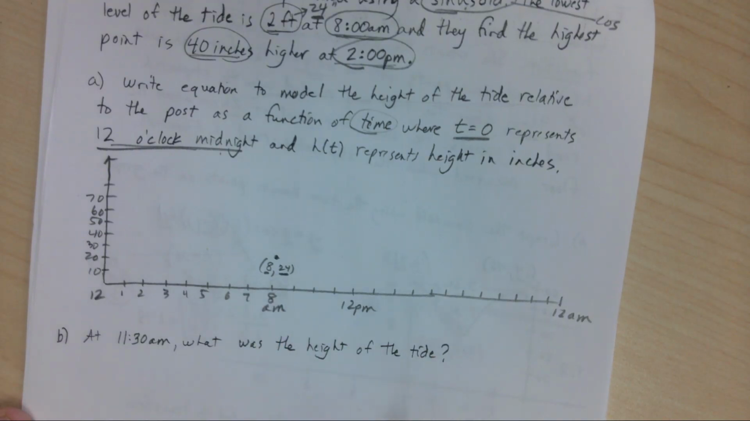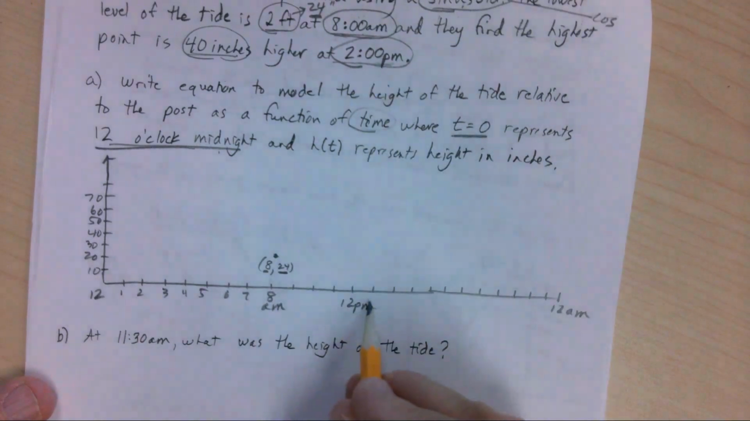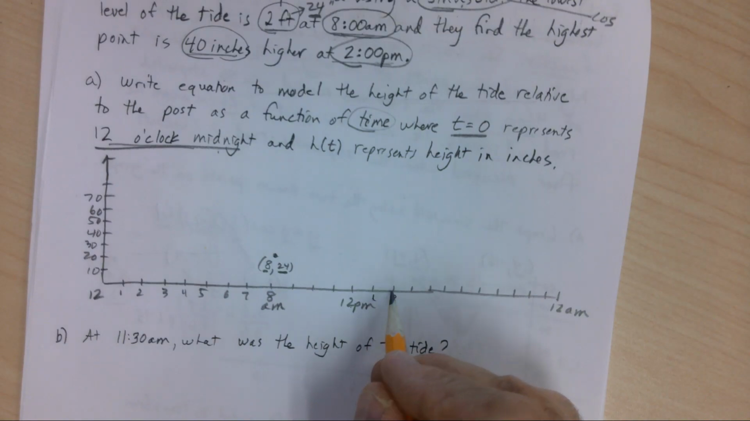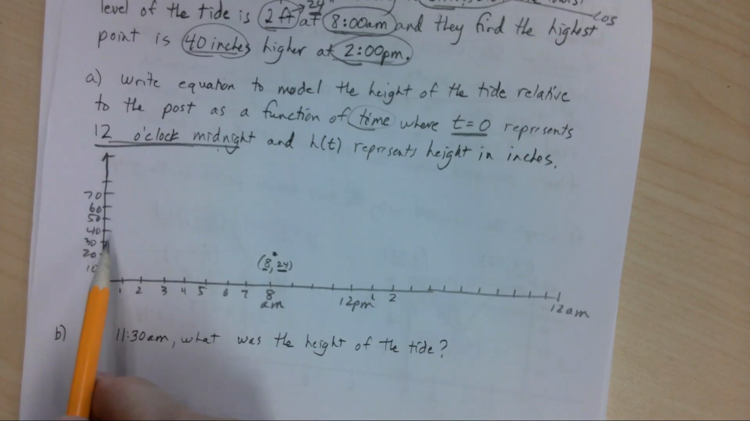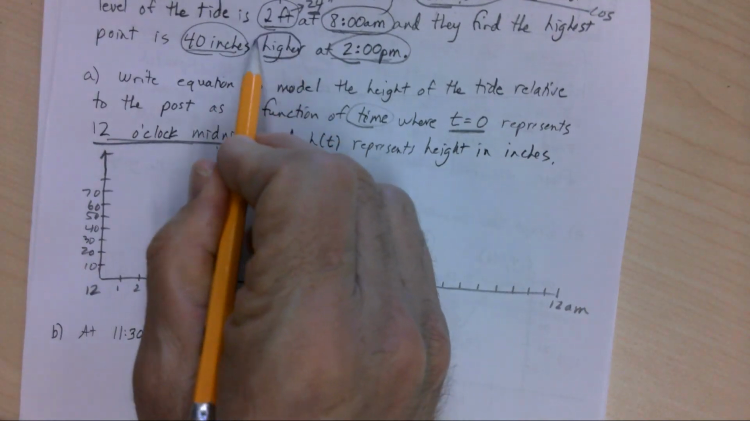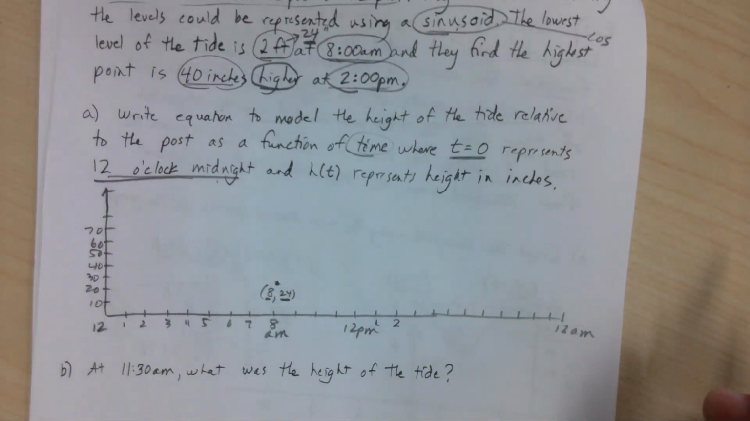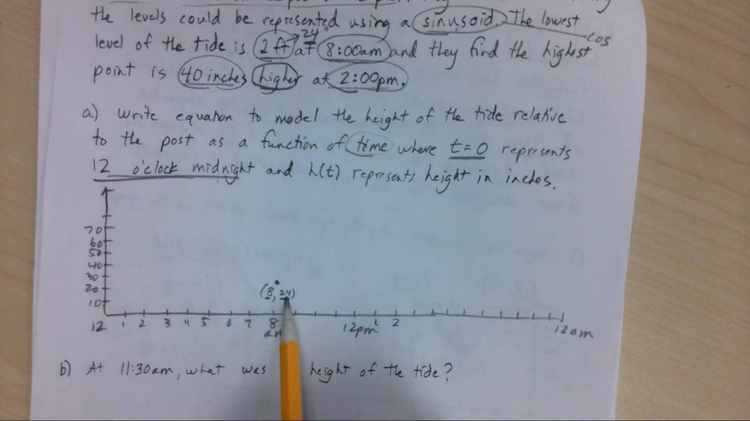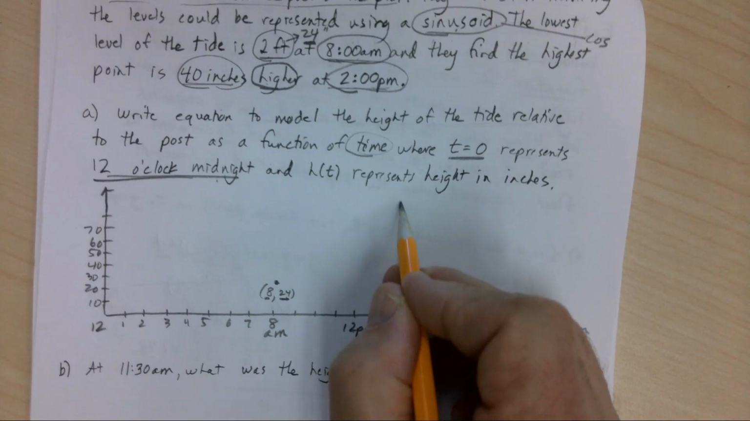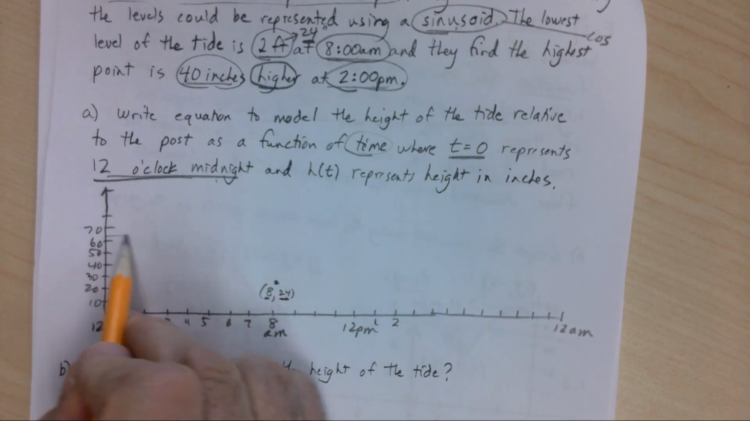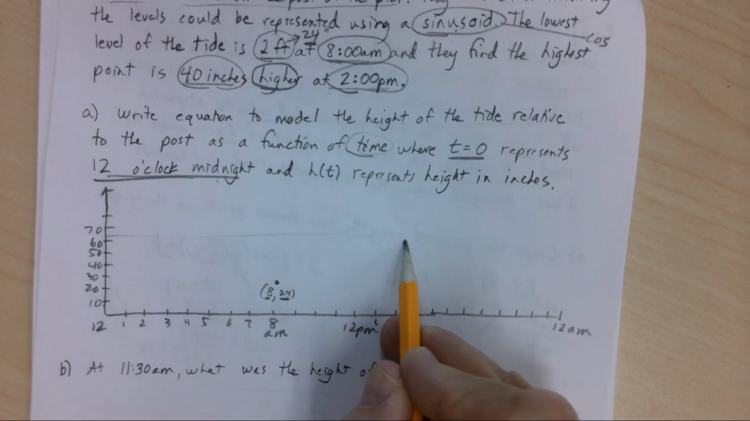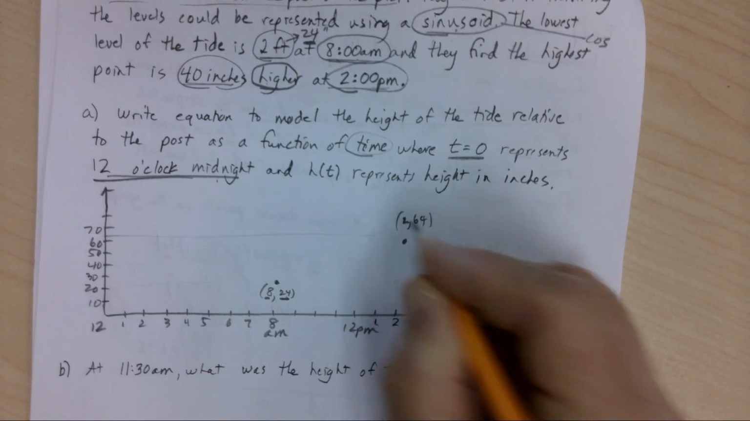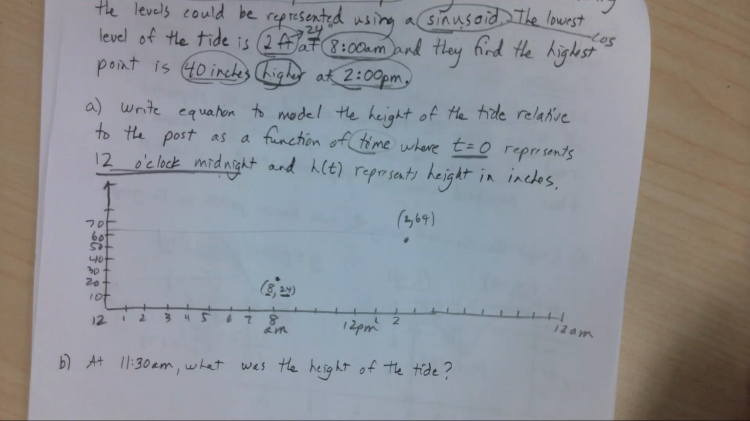That's the low point. The highest point is at 2 p.m. So here's 12, 1, 2 p.m. So at 2 p.m., the height is 40 inches. Oh no, it doesn't say 40 inches. It says 40 inches higher. That word kind of snuck by me during the lesson today as well. But anyways, 40 inches higher. Well, 40 plus 24 is 64. So 2, I'm going to try to be somewhat accurate here and slide that over right about there. So that's 2, 64. There we go. Thank you, Carter, for catching me today.